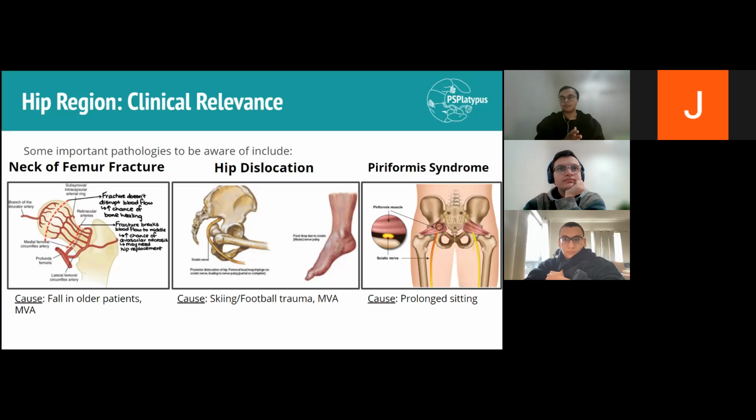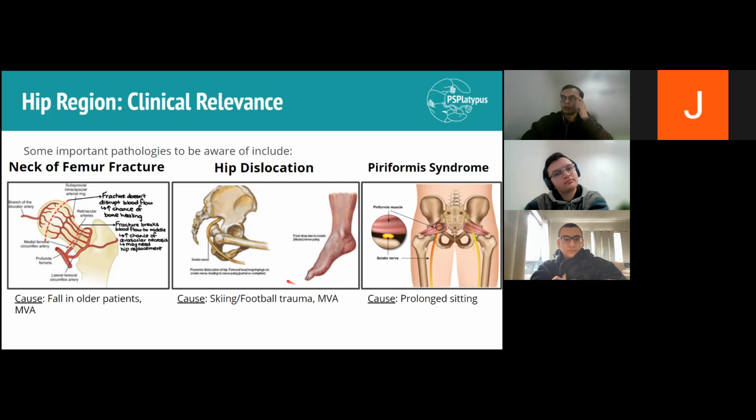And the sciatic nerve, we'll learn about later on, is responsible for a lot of your foot movements. The foot drop seen over here is going to be a result of the loss of sciatic nerve function. Okay, so we're going to be covering that in more detail next week, but for now, just keep in mind that hip dislocation will cause damage to the sciatic nerve. And examples of where that can happen are skiing and football trauma, and again, motor vehicle accidents.